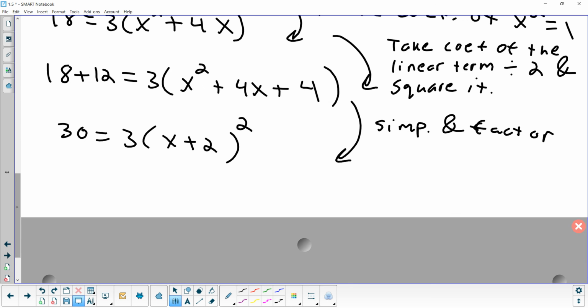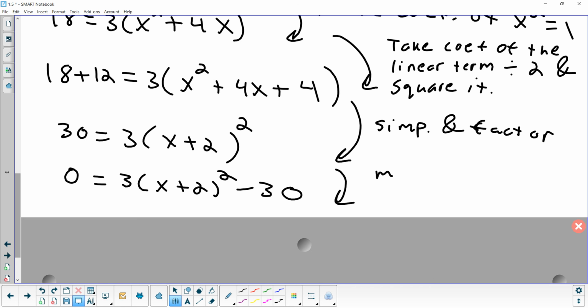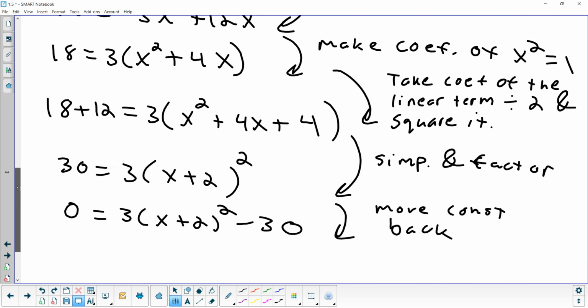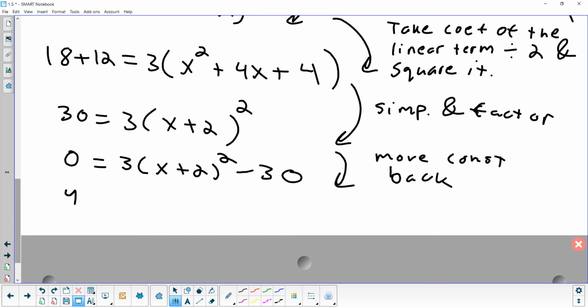All right, let's put the constant back on the other side where it started. 3 times x plus 2 squared minus 30. So what did I do there? I just moved the constant back. And the last step is to set it back equal to y, the way we set it equal to 0, but setting it back.